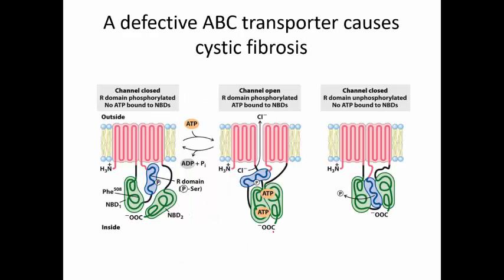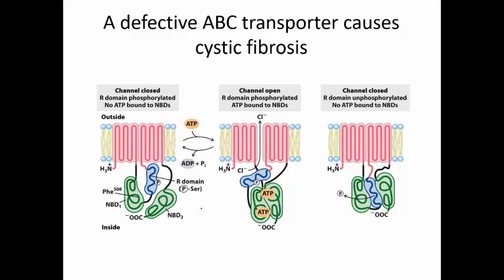Another important ABC transporter is important in cystic fibrosis. So cystic fibrosis is a disease of the lungs, and what happens here is they get this really thick mucus in their lungs, and eventually you can't breathe, and that's obviously problematic. Breathing is important. And so the reason this happens is that this transporter is defective. And this is a chloride transporter. It's supposed to be moving chlorides across a membrane.